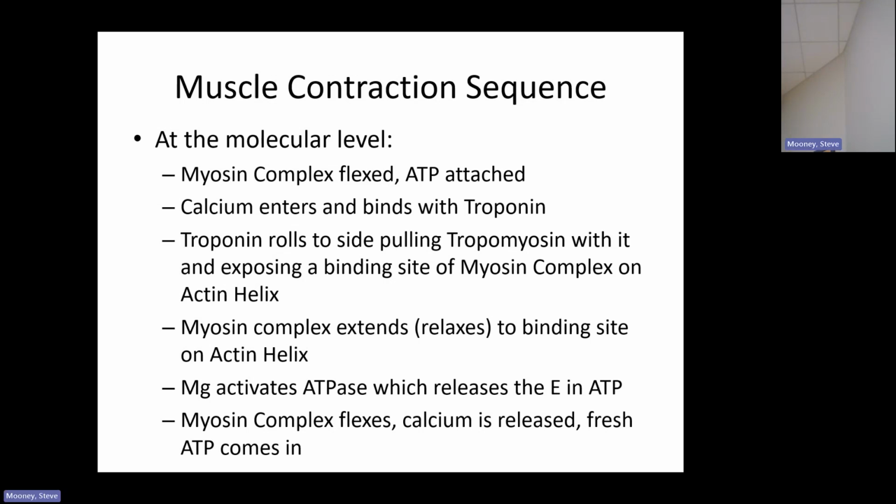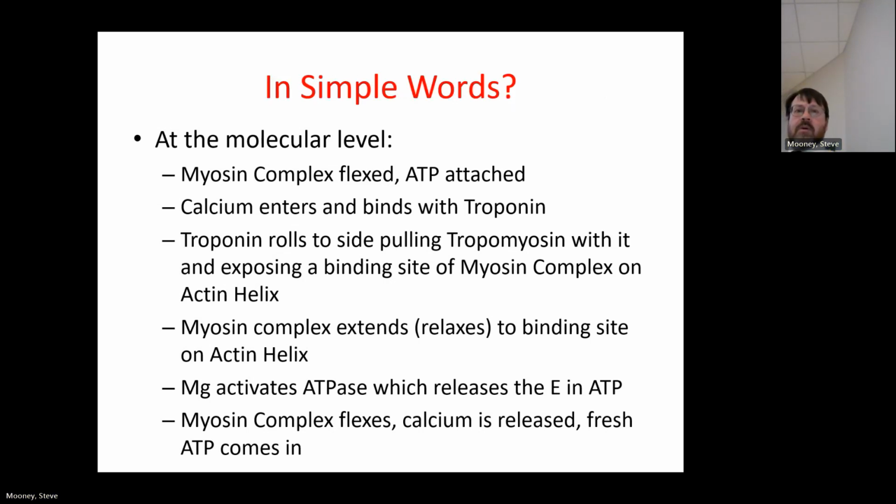Everybody got it down cold? At this point, the answer is no, right? You don't quite have it down yet. A lot of new words, a lot of abstract concepts happening. We're trying to make this real as we move forward. So in simple words, as opposed to all these big words, what happened?